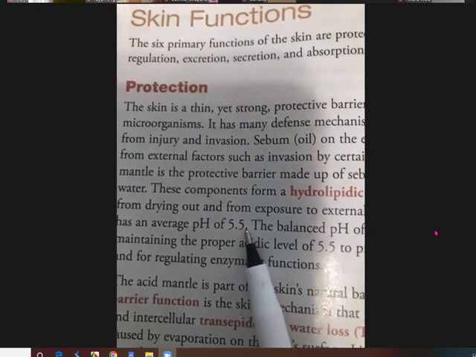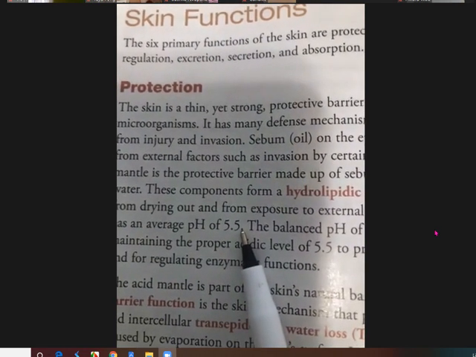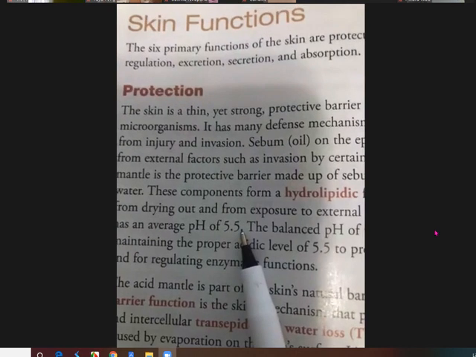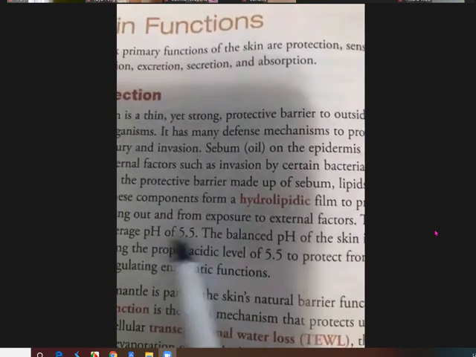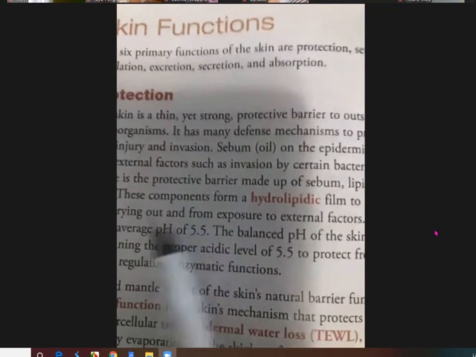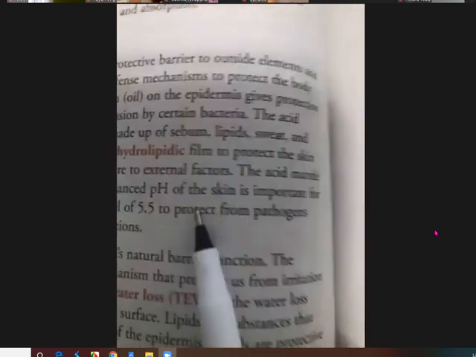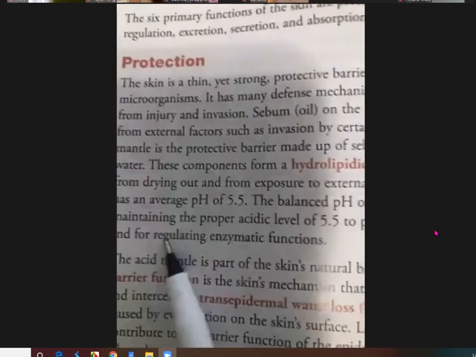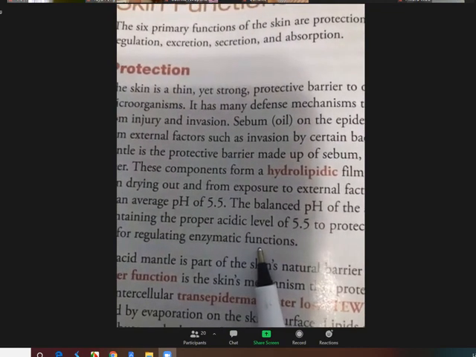Okay? 我们的皮肤那个保护膜，它的 pH 值是 5.5， 所以为什么叫做酸性？ Okay, so the acid mantle is 5.5. Please remember this because there will be questions coming up from this. Okay, the balanced pH of the skin is important for maintaining the proper acidic level of 5.5 to protect from pathogens and for regulating enzymatic functions.